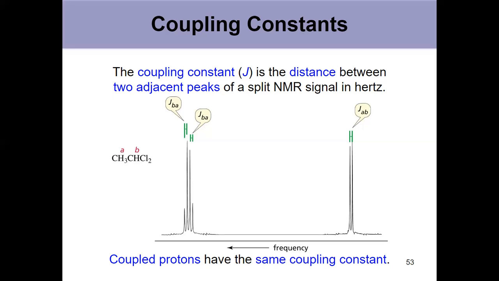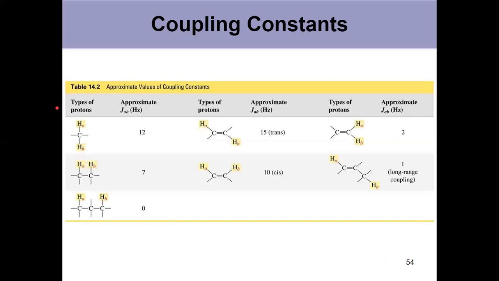The magnitude of the J value, right, is a measure of how strongly the two nuclear spins of the coupled protons are influencing one another, which depends on a variety of factors: the number of bonds, the type of bonds, the geometry. Okay? But the coupling constant is a really valuable tool. I wouldn't expect you to know coupling constants, so don't worry about memorizing the information from table 14.2 here.